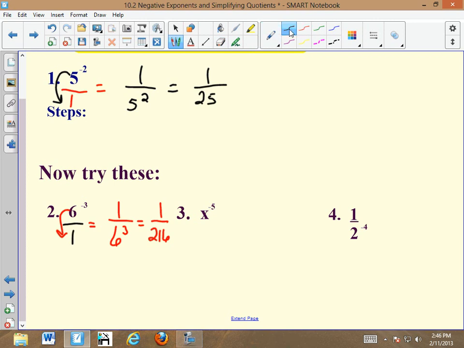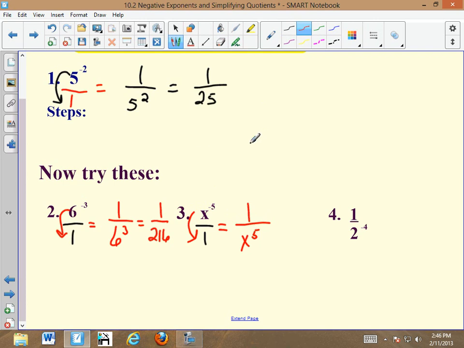Same thing with letters. I'm going to convert this to a fraction because it has a negative exponent. I'm going to move the x to the negative 5 downstairs. That's going to give me 1 over x to the 5th power. Now, I can't simplify x to the 5th power. It is simplified.